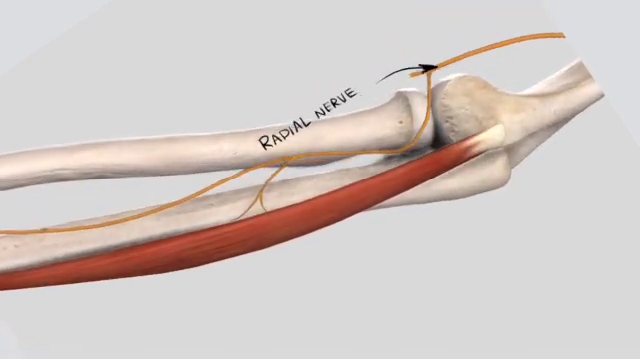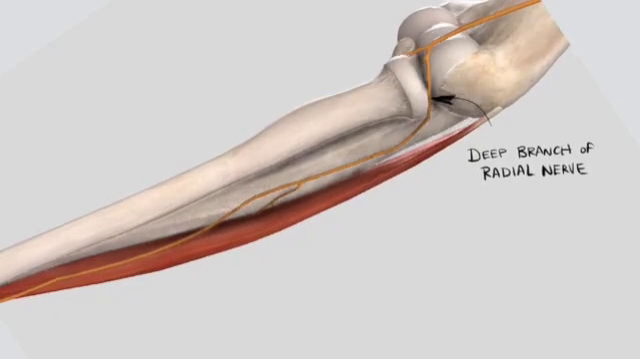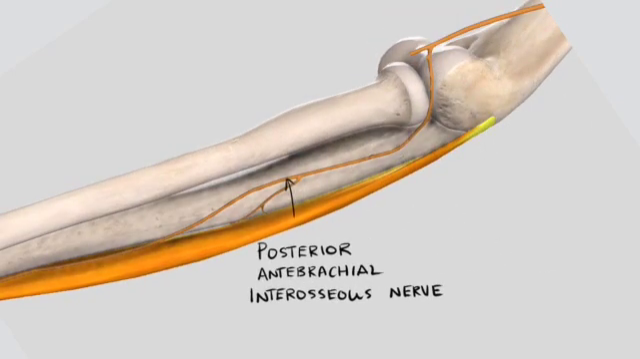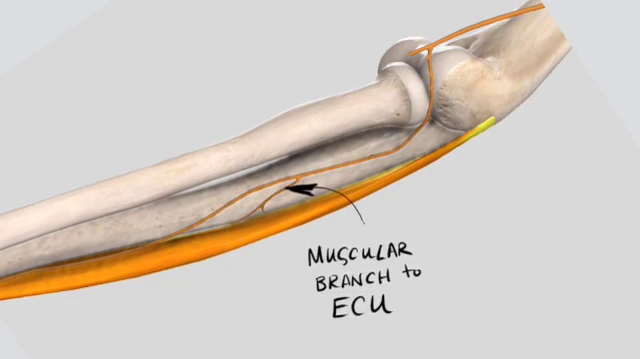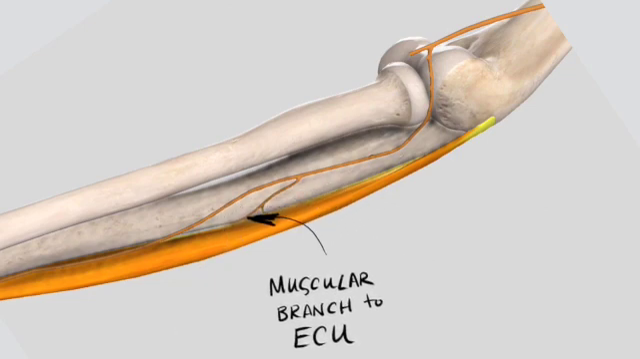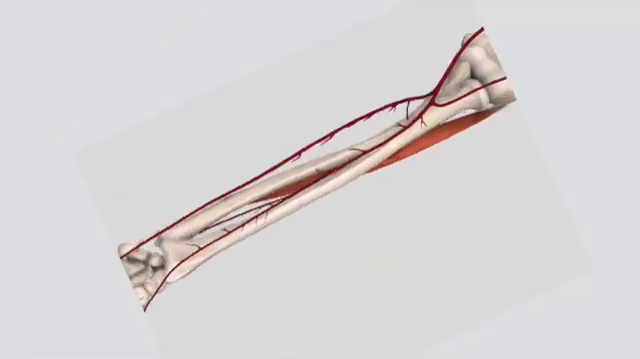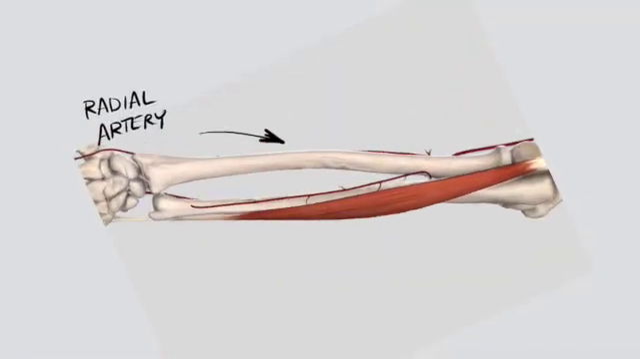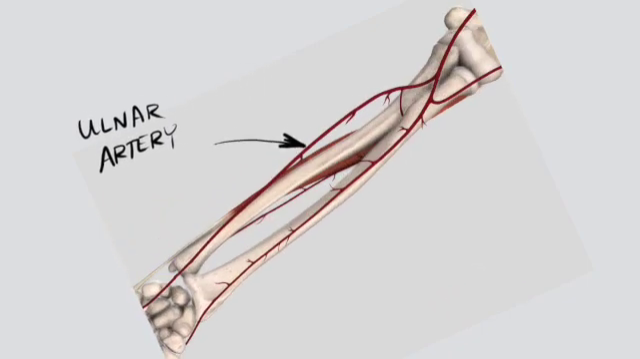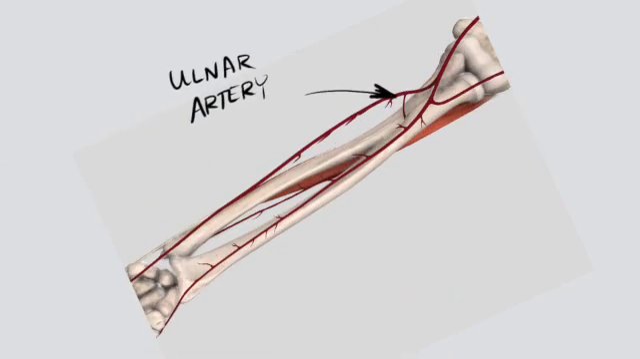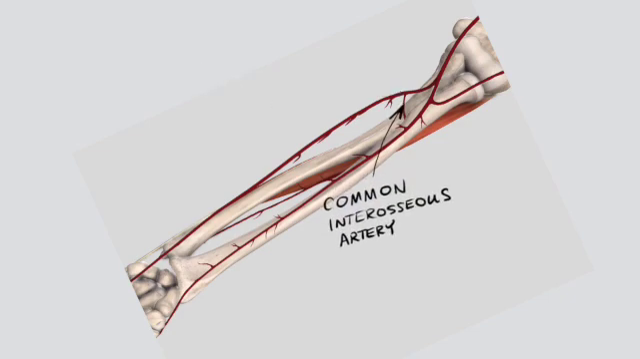Radial nerve branches into the deep branch of the radial nerve, which then branches into the posterior interosseous nerve of the forearm, which itself gives off a muscular branch to the ECU. The blood supply is from the posterior interosseous artery. The brachial artery divides into the radial and ulnar arteries. The ulnar artery sends off the common interosseous artery, which then gives rise to the posterior interosseous artery.